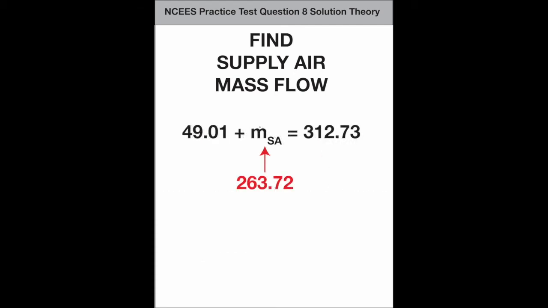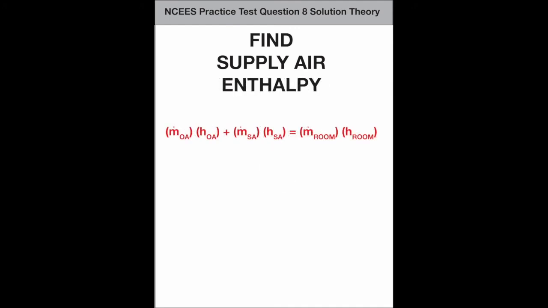Therefore, 49.01 plus the supply air mass flow is equal to 312.73, and the supply air mass flow equals 263.72. Now find supply air enthalpy with this equation.